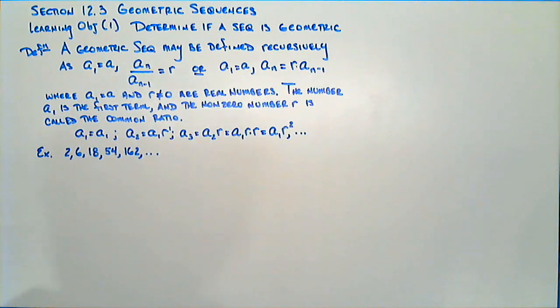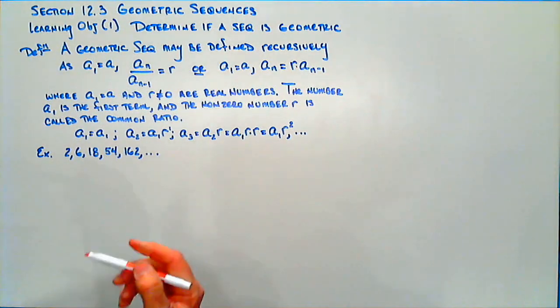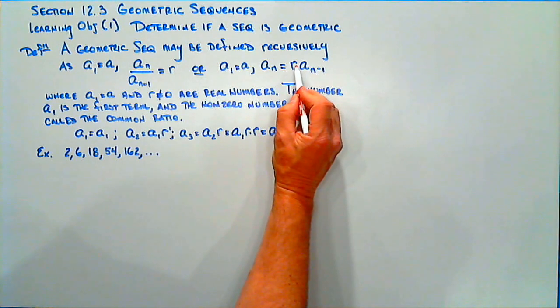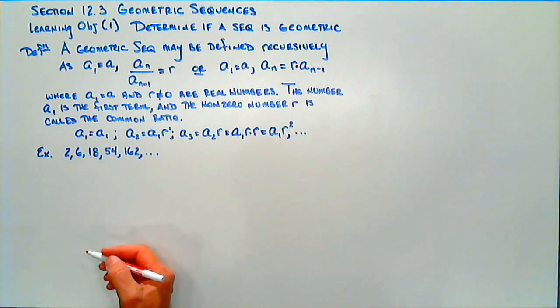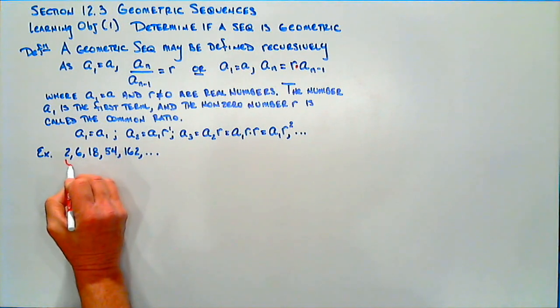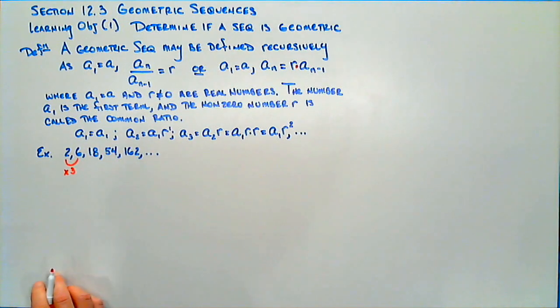Now, is this geometric? Well, we can take a look. Remember now, geometric, it's about a multiplication by R. It's not an adding. It's not what do I add to 2 to get 6. It's what do I multiply 2 by to get 6. Well, I multiply by 3.